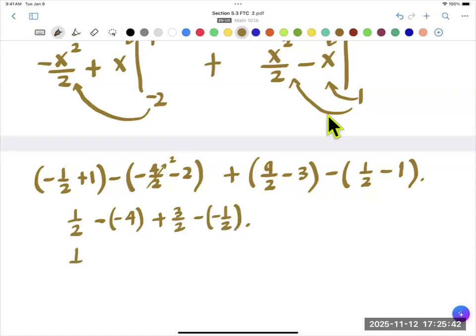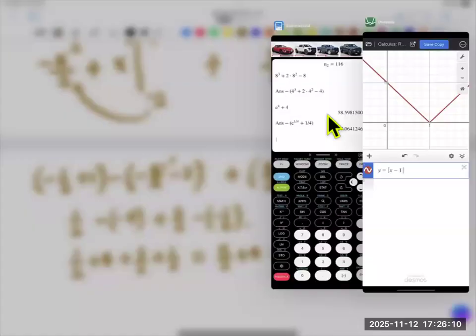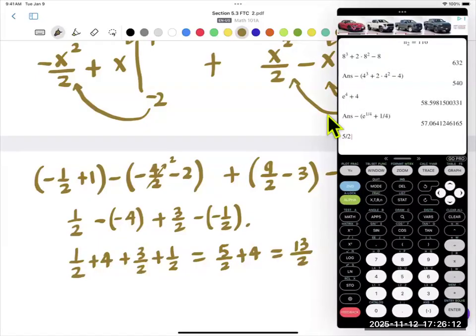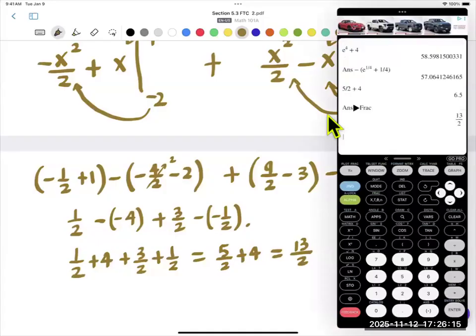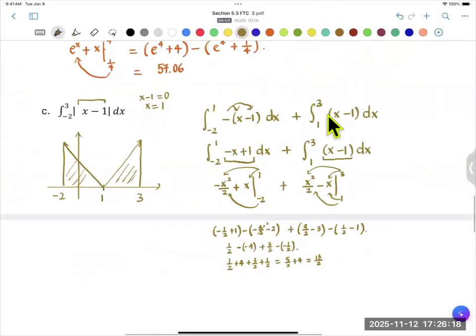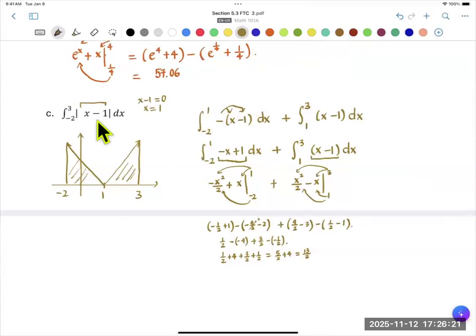Okay, and then we're going to have 1/2 plus 4 plus 3/2 plus 1/2. Simplify that: we have 5 over 2 plus 4, which is 8 plus 5 over 2, which is 13 over 2. You can check that with your calculator if you have one. So you have 5/2 plus 4, and that will give you 13 over 2. This is how you find the integral where you have an absolute value involved.